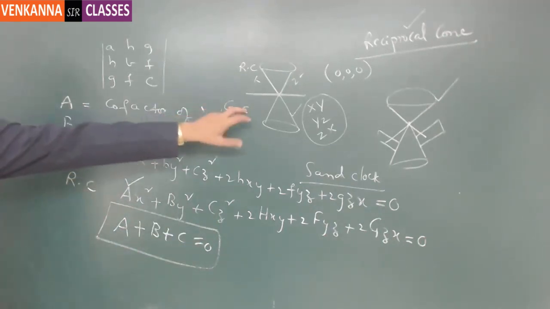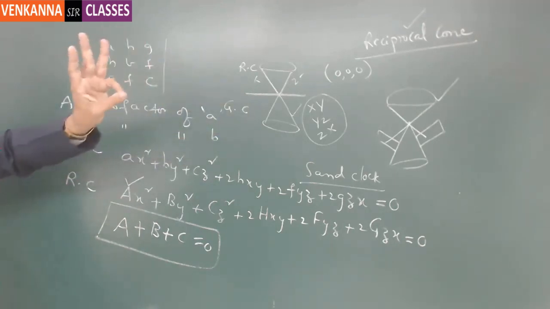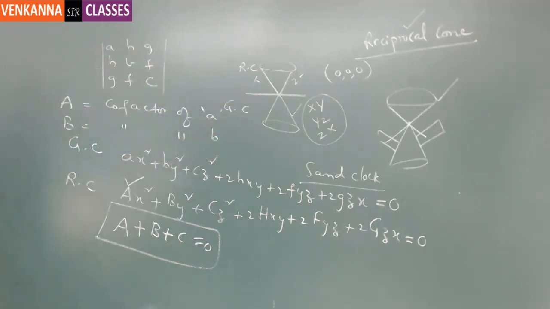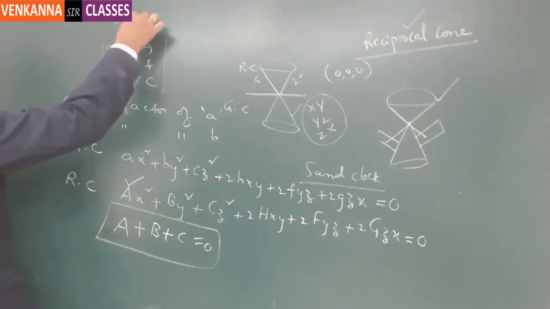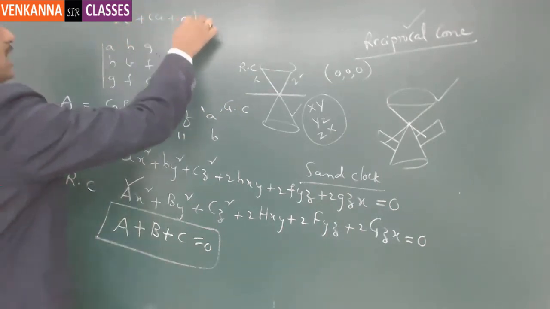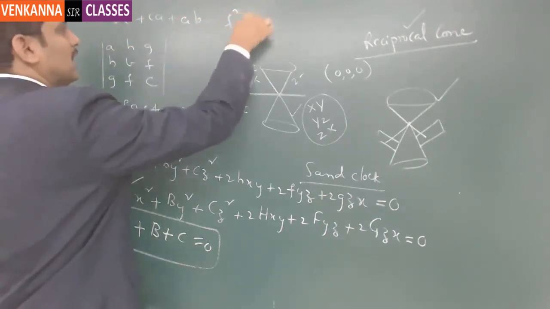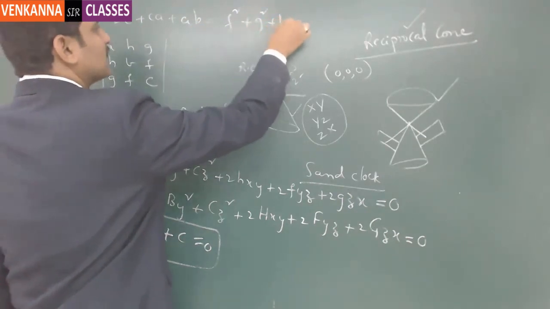There is one small checking condition. If you talk of generators, a plus b plus c must be equal to 0, that is, the x square, y square and z square coefficients must sum to 0. If you talk of the given cone having three mutually perpendicular tangent planes, it is BC plus CA plus AB equal to F square plus G square plus H square.